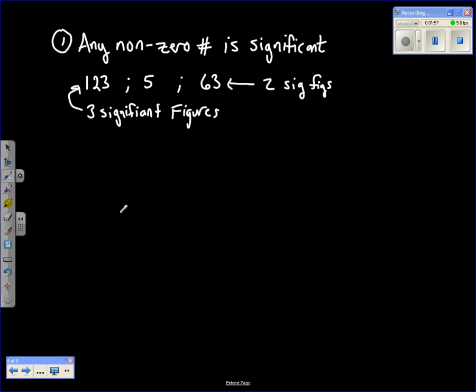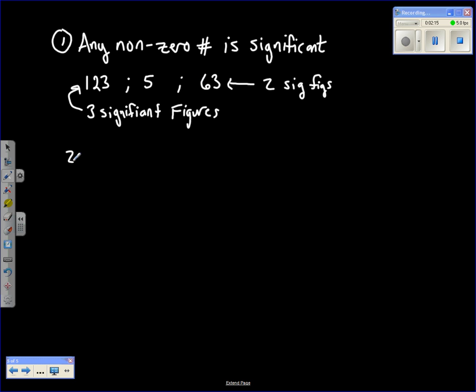Okay, so there's a variety of different ways that we can see any non-zero number, and ultimately it's just 1 through 9. If there's a 1 through 9 present, it's significant. Okay, so like this one here, 3 sig figs, 1 sig fig, 2 sig figs.